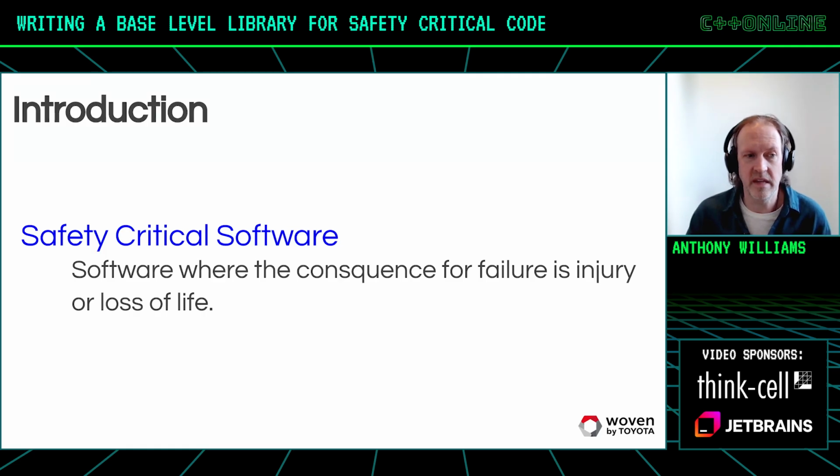Any of this software is where the consequence of failure is injury or loss of life. This is distinct from things like banking software, where the downstream consequences might be bad. If people can't get their money, then there might end up being injury and loss of life, but the immediate consequence is not. So there is that distinction. And obviously, games and office software are completely different. If you can't play your game, then you might get cross. It's not going to be a big problem.